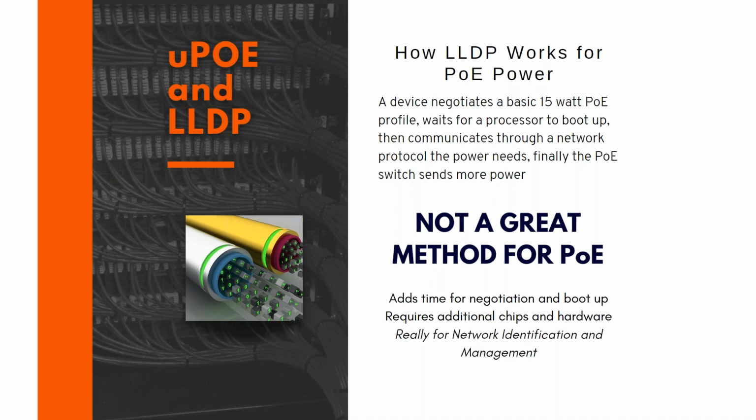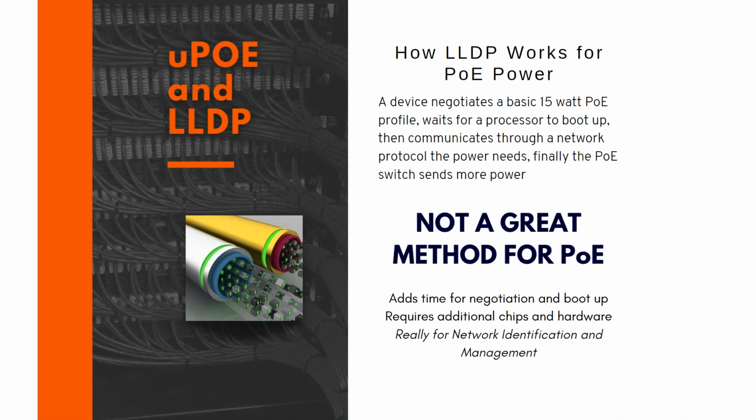UPoE from Cisco is a very low-level communication protocol called Link Layer Discovery Protocol, or LLDP. Normally, it's really good. It's great for handling networking devices like computers and servers, making sure they're explaining who they are and why they're on the network.